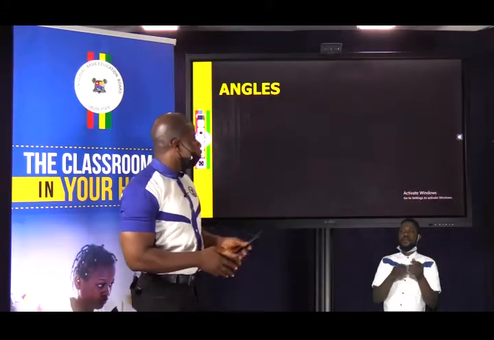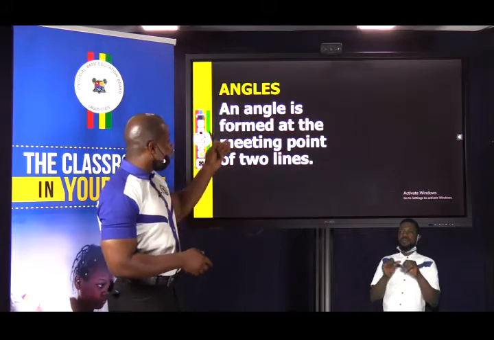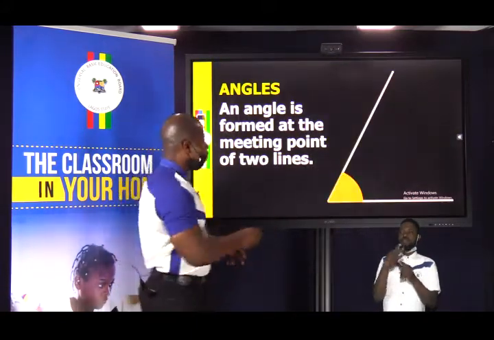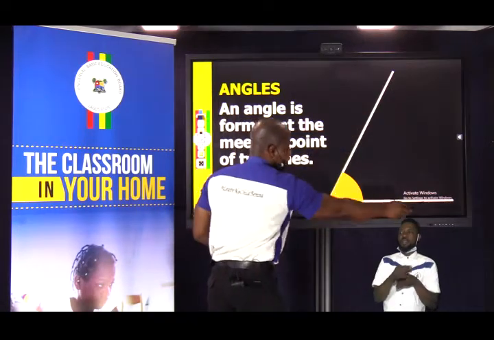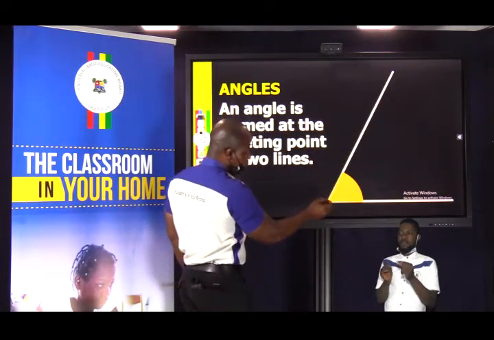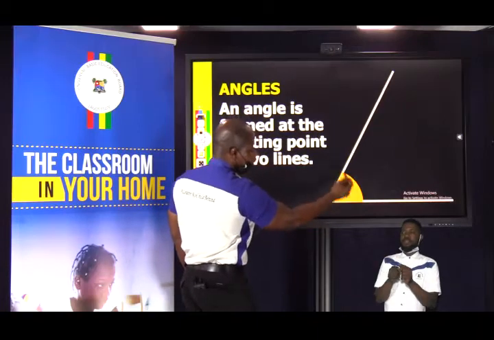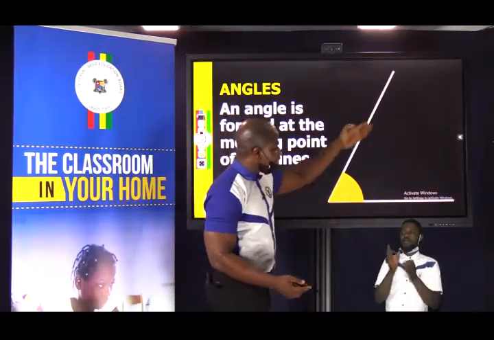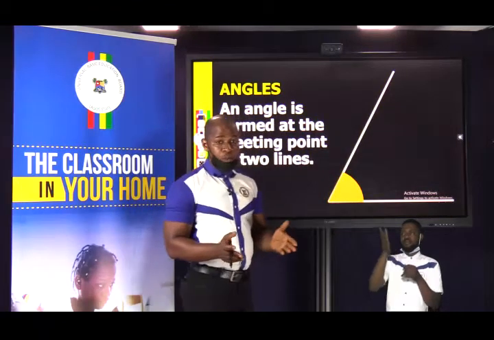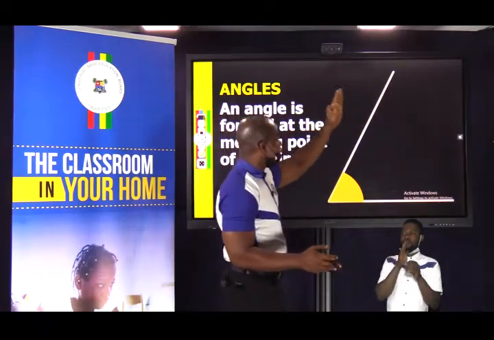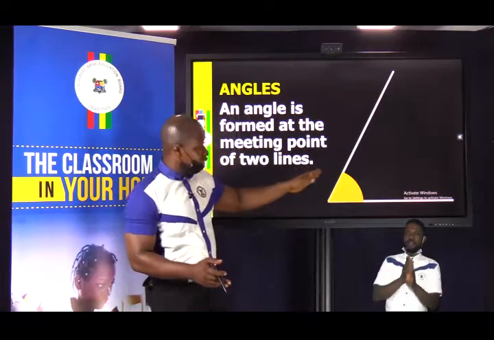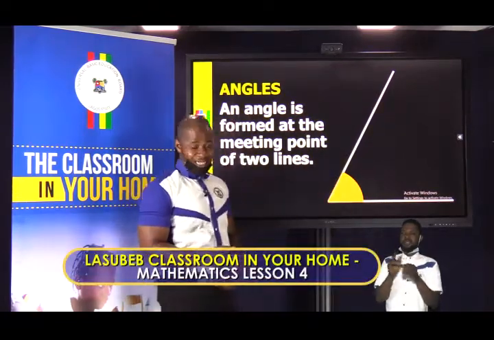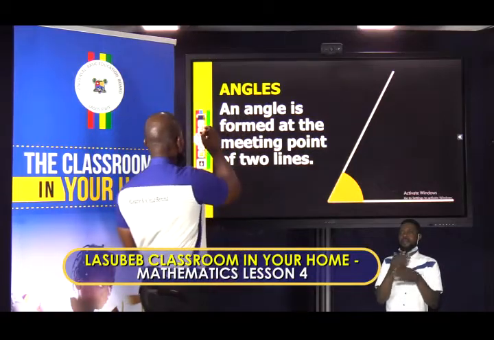Now, what are angles? An angle is formed at the meeting point of two lines. Here is a line and here is another one. They meet at this point, and this space in between them forms the angle. If this line had been angled lower, then the angle will be smaller. If it had been standing a little bit straighter, then the angle will be bigger. But the space in between is the angle. This angle will go all the way like this.